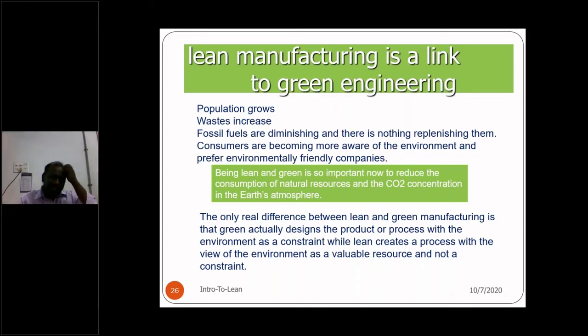As population grows, waste increases, and fossil fuels like petrol, diesel, and everything are diminishing. There is nothing replacing them, and consumers are becoming aware of the environment. So being lean and green is so important now to reduce the consumption of natural resources and the CO2 concentration in the earth's atmosphere. Fossil fuels, petrol and diesel, are being consumed, and even the diesel price is almost equal to the petrol price. So how can we sustain with the heavy vehicle systems?